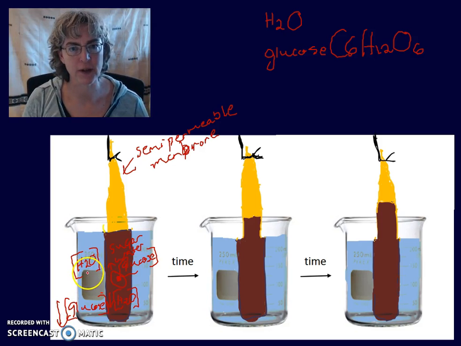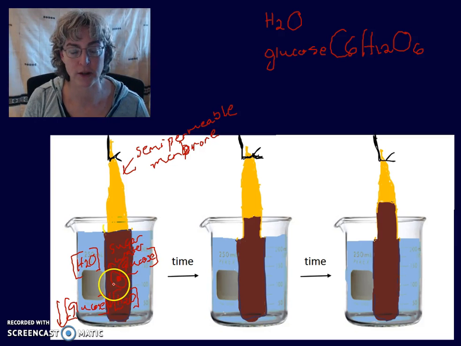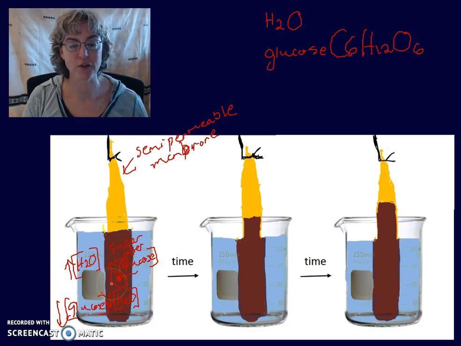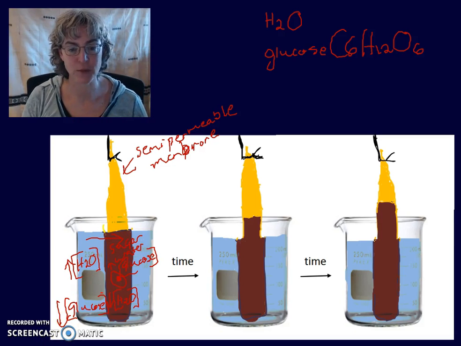Okay, so remember diffusion. It's the movement of molecules from an area of high concentration to an area of low concentration. So we have water out here that has a high concentration of water and a lower concentration of water on the inside. So which direction's our water going to go? The water is going to go from an area of high concentration to an area of low concentration. And that's what's happening here.